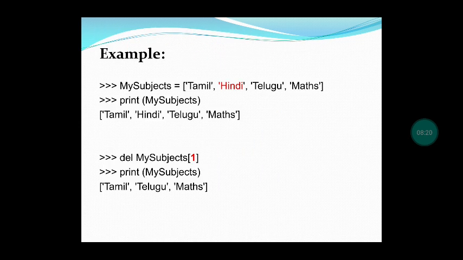And the example for the del function: first, we are giving my subject as Tamil, Hindi, Telugu, Maths, and we are printing the values. And del my subject of 1. In the first position what is there? Hindi. So it deletes the Hindi. So finally what answer we got? Tamil, Telugu, Maths alone we got, because in the first position Hindi was there, so it is deleted.